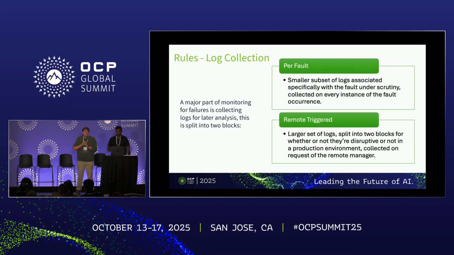Getting a little into the logging that you can define in this actions block, you have two different discrete ideas. One is per fault, where you're collecting logs on every instance of a failure. The other is a much larger set of logs that you're collecting for the network operators on demand, to provide a lot of very specific contextual information related to a fault. And all this information about what to collect will be included within the rules file itself.